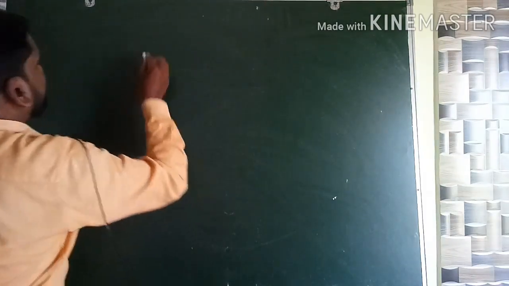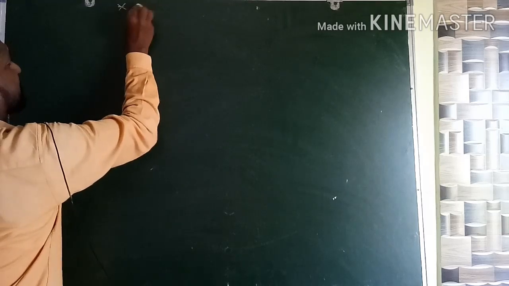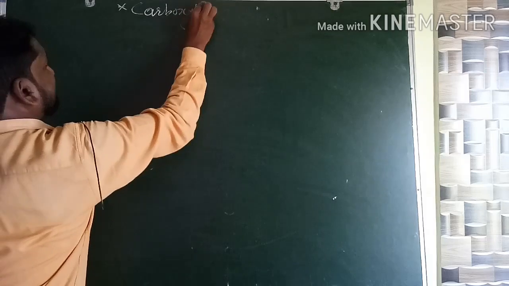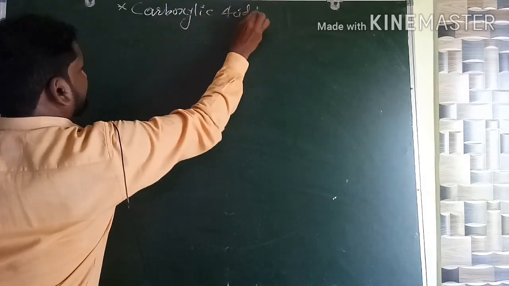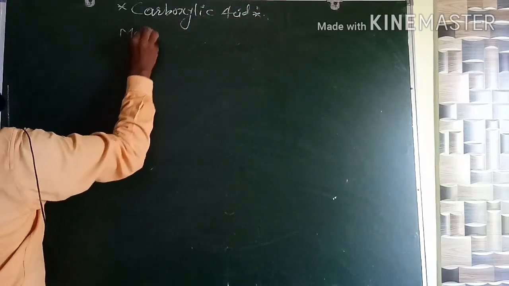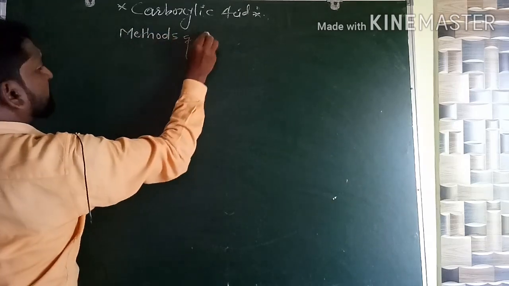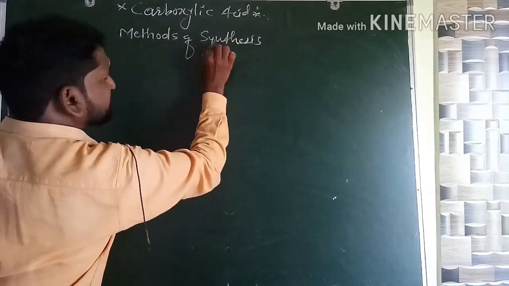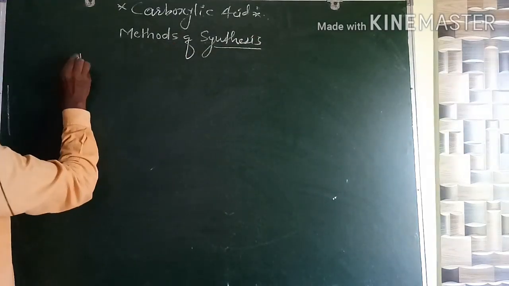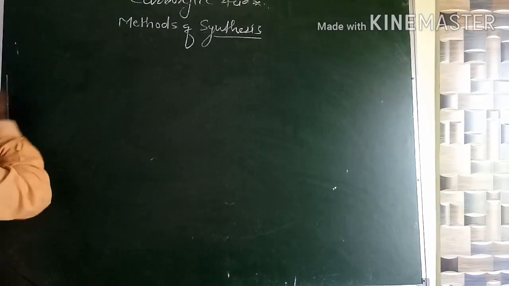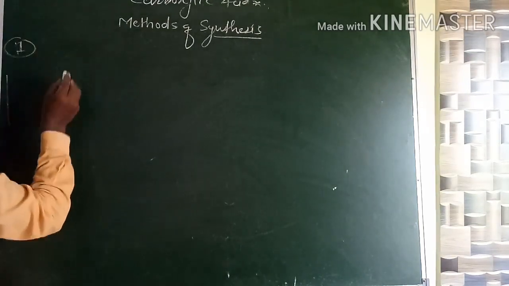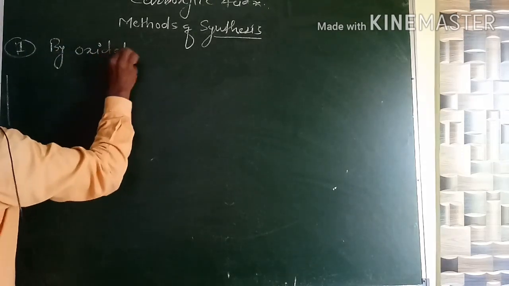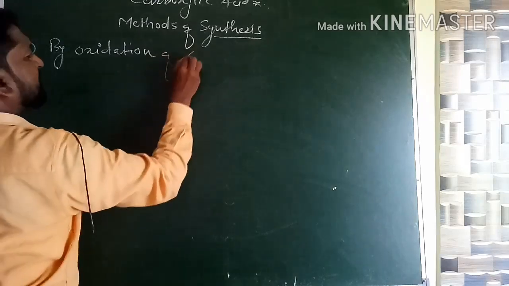See here, what is the next topic? We are going to study carboxylic acid. In that, methods of preparation, or you can simply say methods of synthesis. First one, which is very popular, primary and basic. What is that? Everybody see here. By oxidation of alcohol.